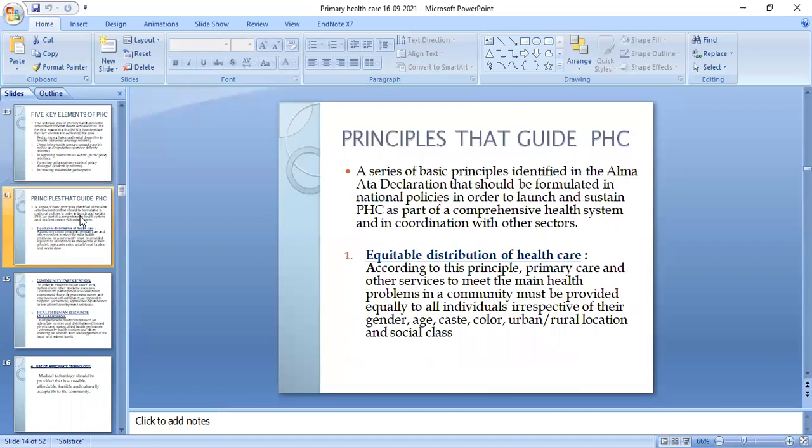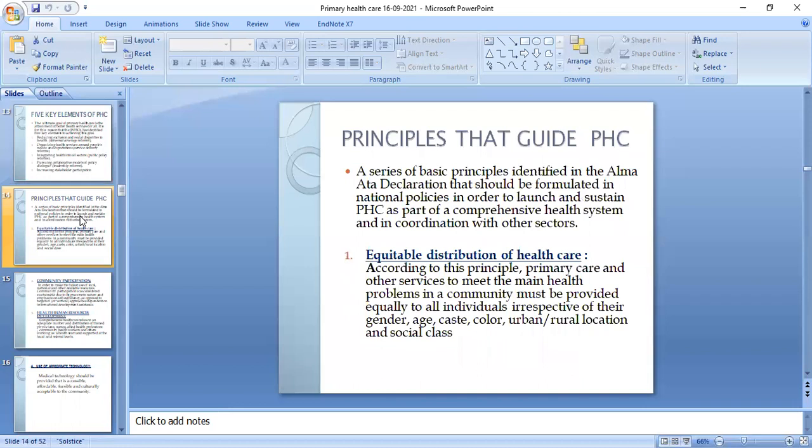Now, the principles that guide primary health care. A series of basic principles are identified in the Alma Ata Declaration that should be formulated in national policies in order to launch and sustain primary health care as part of a comprehensive health system and in coordination with other sectors.